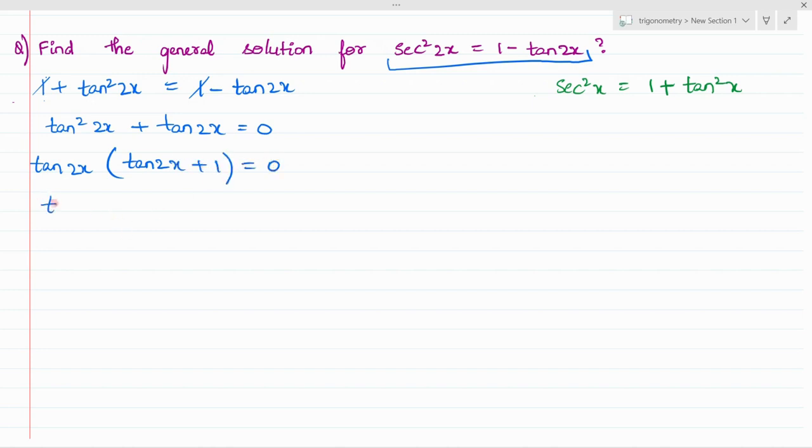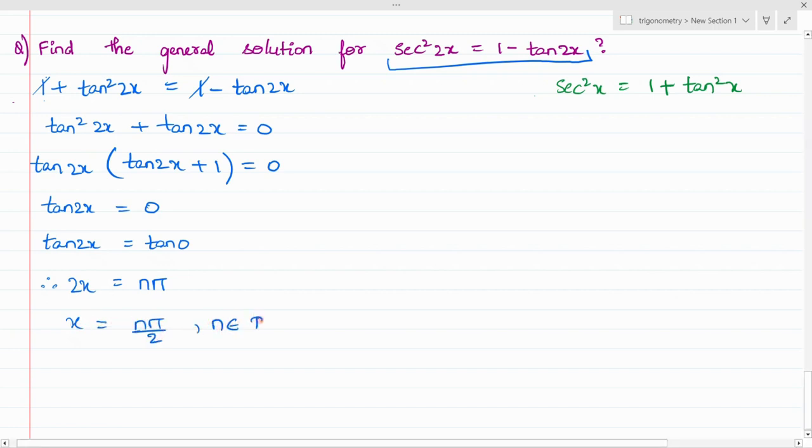We get two cases, in which one is tan 2x is 0, which is nothing but tan 2x is tan 0. If you compare this with tan theta is equal to tan alpha, then the solution will be 2x is nothing but n pi plus alpha. Alpha is nothing but 0. So from here you can write x as n pi by 2, where n belongs to all the integers. And what about the second case? It is tan 2x is equal to minus 1.